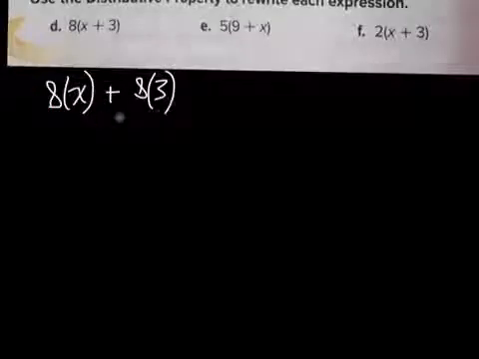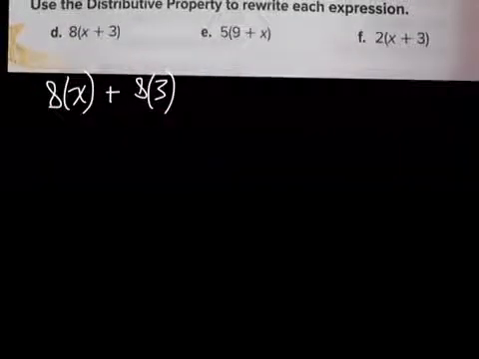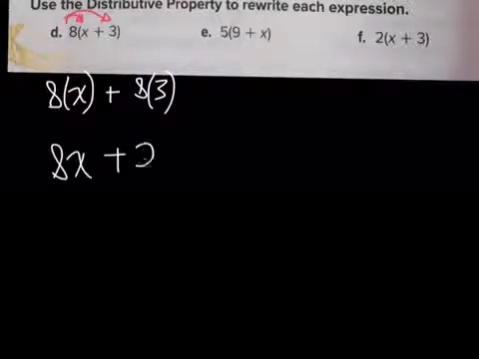You can skip this step if you think you're ready, and just jump to doing this step where you do 8 times x and 8 times 3, and then you give me the answer, where it would be 8 times x is 8x plus 8 times 3 is 24. Okay.